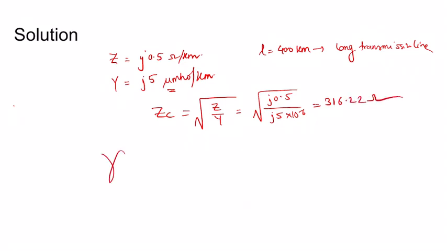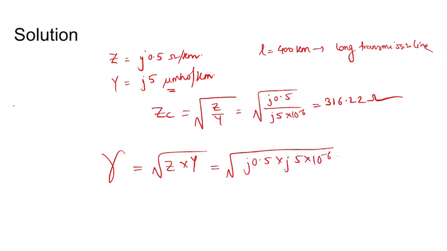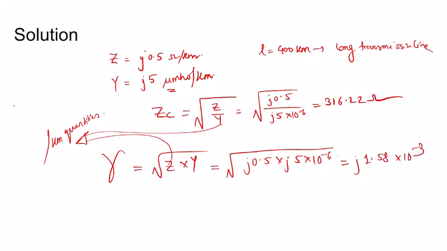The value of gamma, that is the propagation constant, is root Z into Y, which is equal to root over j0.5 into j5 into 10 to the power minus 6. Note that all Y and Z are per kilometer quantities. Now this is equal to j1.58 into 10 to the power minus 3.